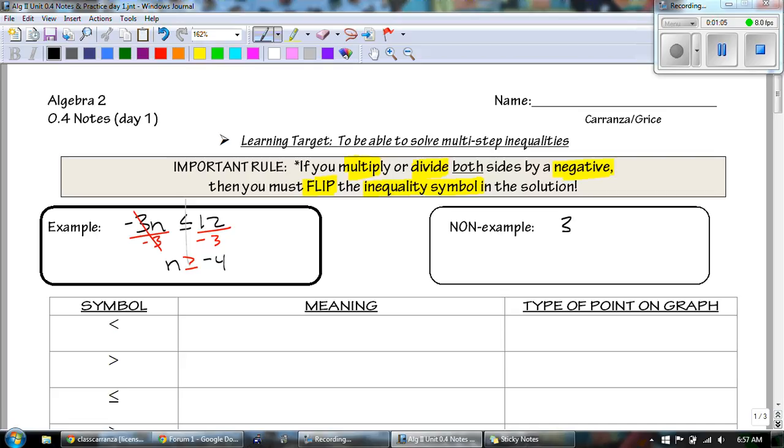Now, if we have 3n is less than or equal to negative 12, when I solve this one, I'm doing the same thing. I'm dividing, but this time I'm not dividing by a negative. I'm just dividing a negative number. Okay, so the difference is, since I'm not dividing by a negative number, I don't have to flip the sign there. I only flip it when we divide by a negative. Okay?